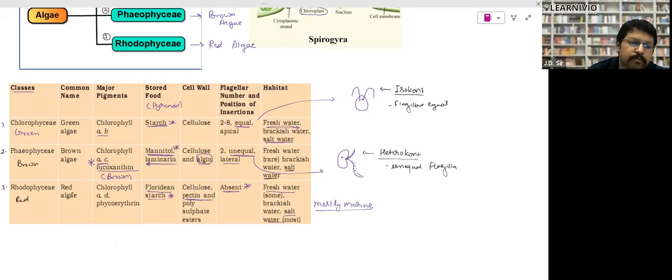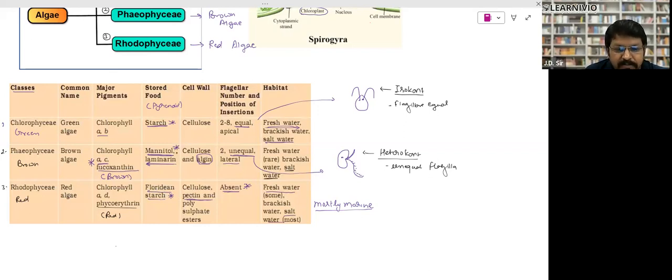Then come to the Rhodophyceae, the red algae, right? They have chlorophyll A and D. Again, chlorophyll B is missing here, right? They have phycoerythrin, a pigment like chlorophyll. It gives a red color to the algae, right? That's why they are called red algae. The stored food is floridean starch, which is a carbohydrate.